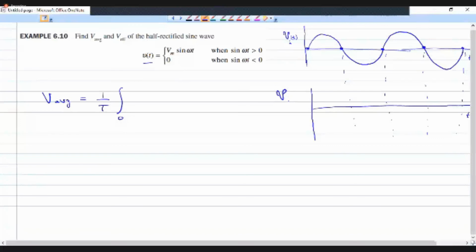Why I'm using small v is because it is not a constant value. It is going to vary with respect to time. If it was a DC value, I would have written capital V. For example, for these values, I am writing capital because it is going to be a constant value. Okay.